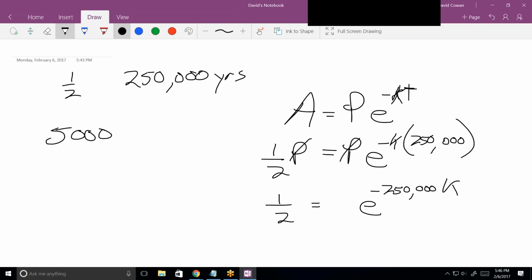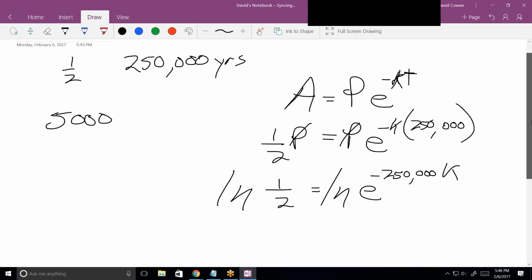How do you solve that equation for K? E is just a number. You have to bring in the ln, the natural log function. In other words, we're going to take the natural log of both sides of this equation. So I'm going to do the natural log of the left, the natural log of the right.